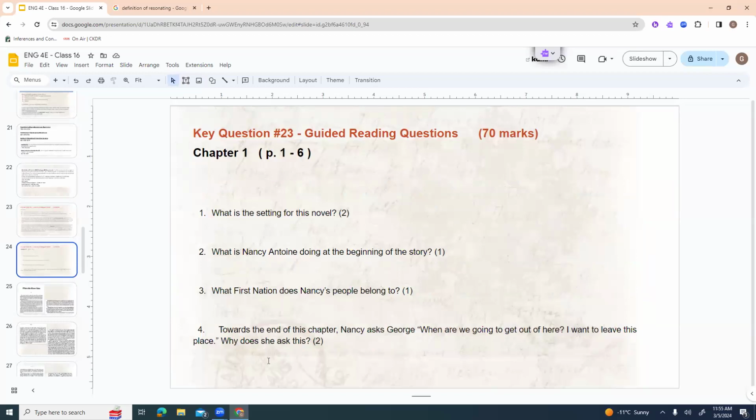So for chapter 1, here are the questions. What is the setting of this novel? 2 marks. What is Nancy Antoine doing at the beginning of the story? 1 mark. What First Nation does Nancy's people belong to? 1 mark. And then number 4, towards the end of the chapter, Nancy asks George, "When are we going to get out of here? I want to leave this place." Why does she ask this? And that's another 2 marks.